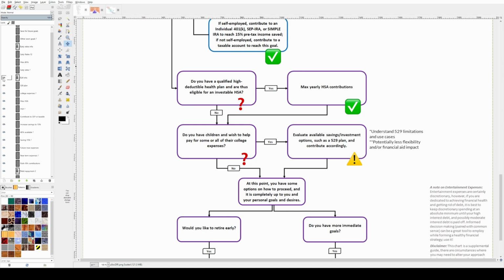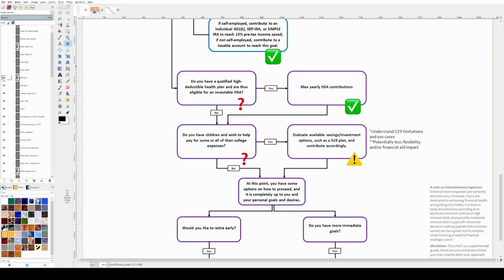But the main reason I have a little warning symbol here is that it's important to understand the potential impact that 529 plans and the amount you contribute to those could have for financial aid. Having 529 plan assets in the name of the student can have a significant impact on the financial aid process.